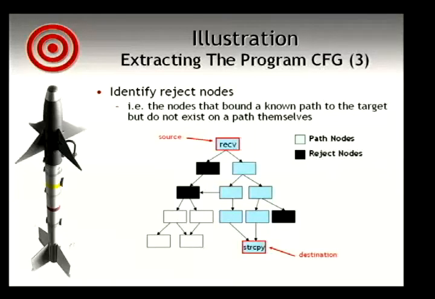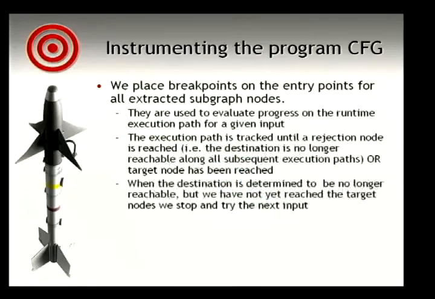Basically, the way we did that was just look at the nodes that weren't on a path and then iterate through the nodes that were on a path, and if there's an edge going to that node, it's a rejection node. So now we have a subgraph that we're interested in, which is the source, the destination, all nodes that are on some path from the source to the destination, and then the rejection nodes, which we'll talk about a little later again. So now, when we have the subgraph we're interested in, we're going to place breakpoints on all these node addresses.